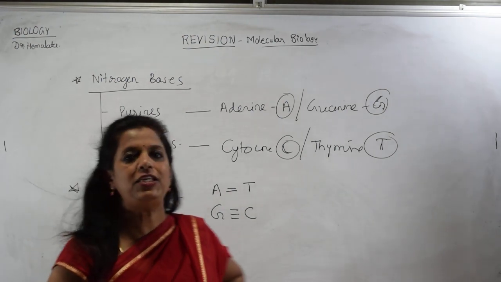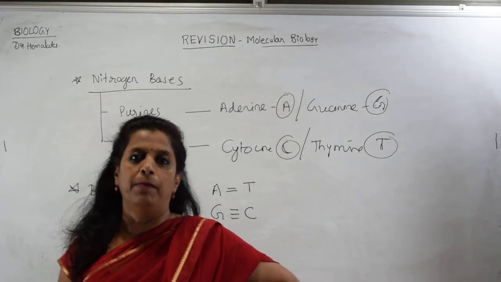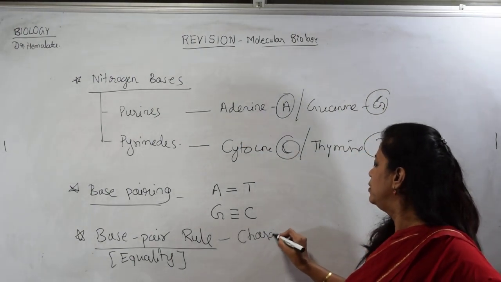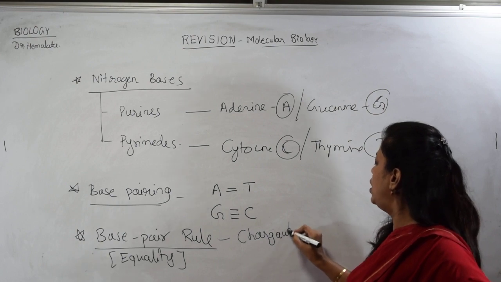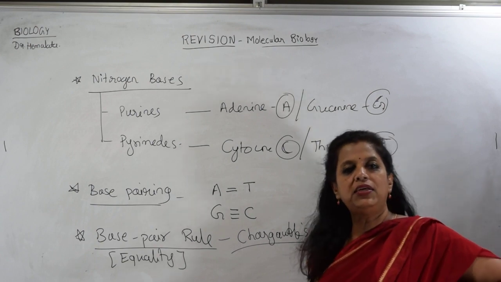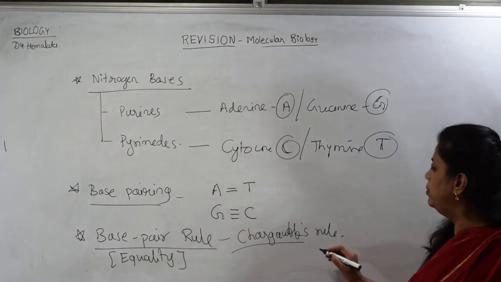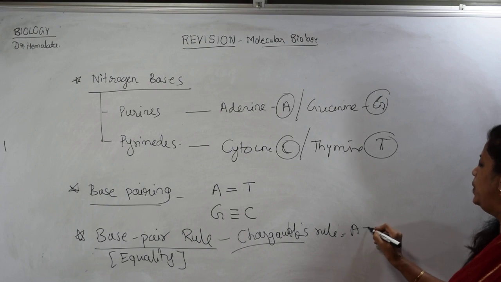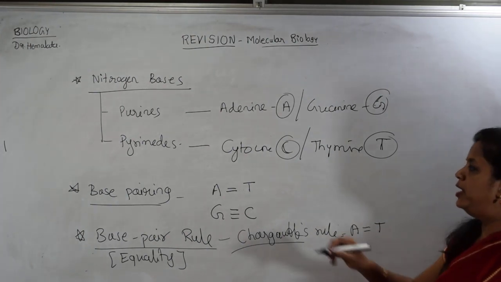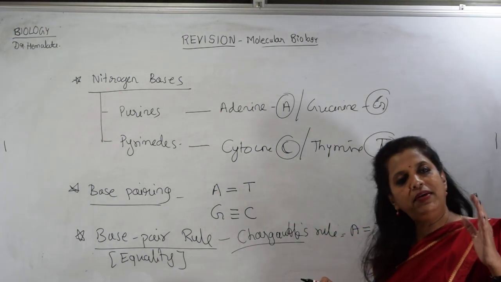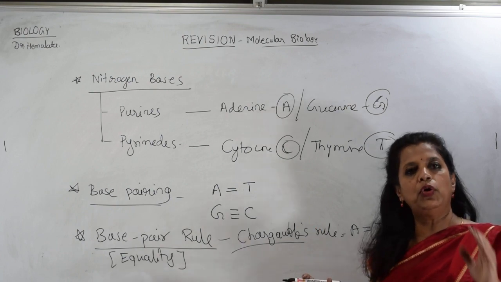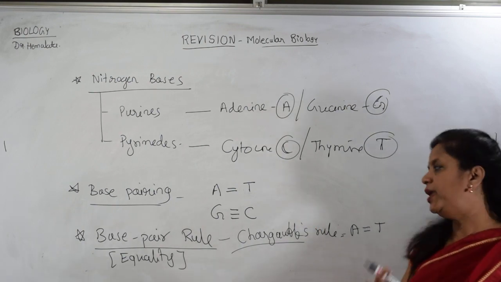It means always the base pairs should be equal in number. That was given by the scientist Chargaff. It's called Chargaff's rule. Right. What is Chargaff's rule saying? According to him, the amount of adenine will be equal to the amount of thymine. If it is a double strand structure, as A is pairing with T, however much adenine is there, the same amount should be thymine. Adenine amount should be equal to thymine, or thymine should be equal to adenine.